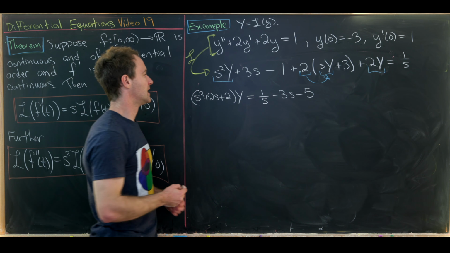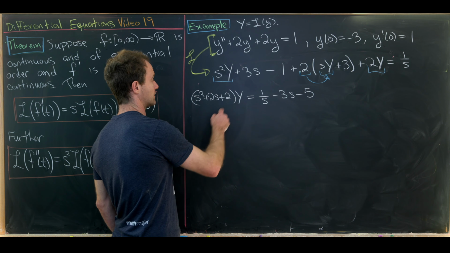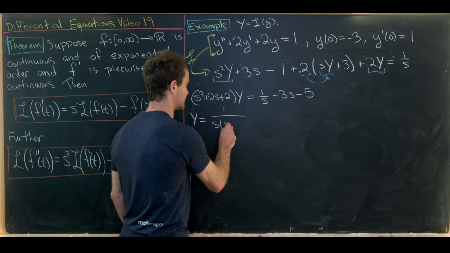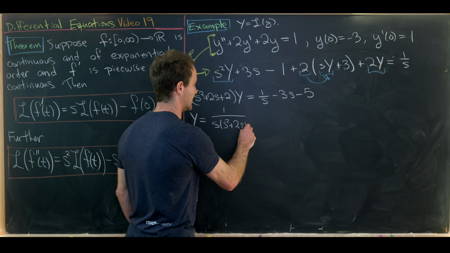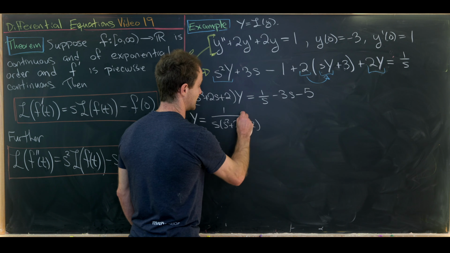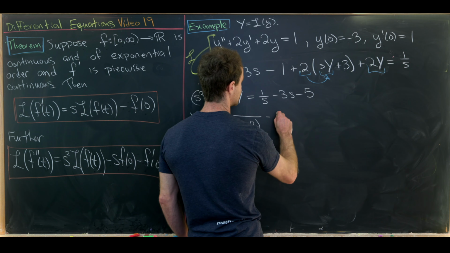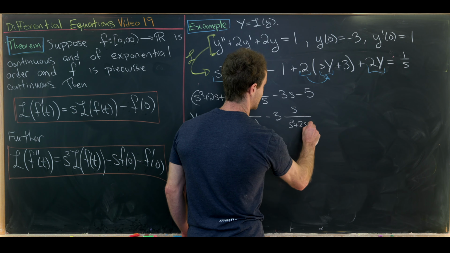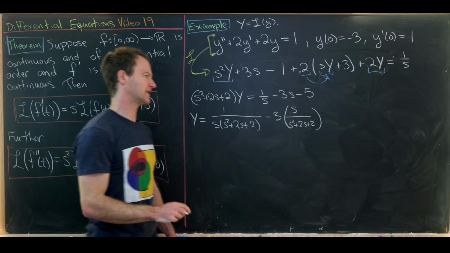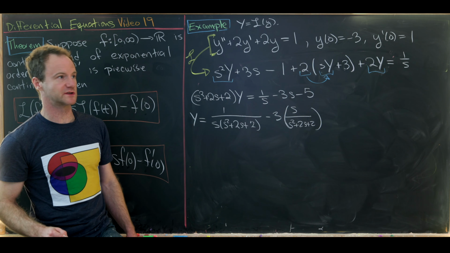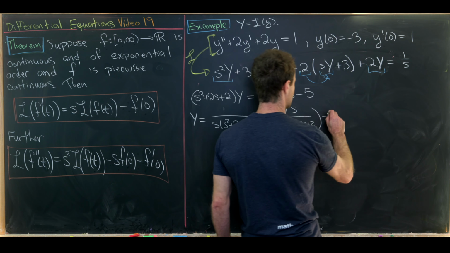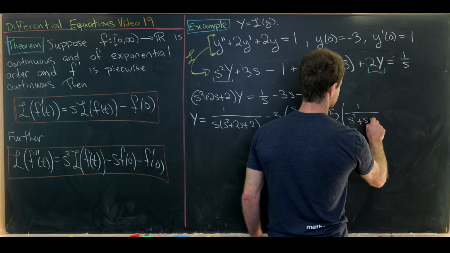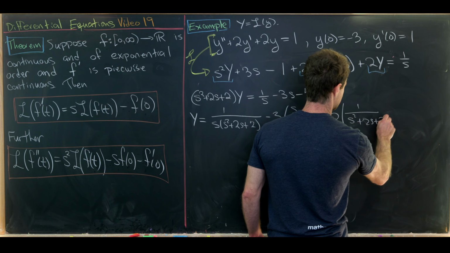Okay, great. Now we'll divide by this s squared plus 2s plus 2, and that'll leave me with Y equals 1 over s times s squared plus 2s plus 2, and then minus 3 times s over s squared plus 2s plus 2. Maybe I'll write it like that, just looking ahead towards the inverse Laplace transform. And then finally we'll have minus 5 times 1 over s squared plus 2s plus 2.